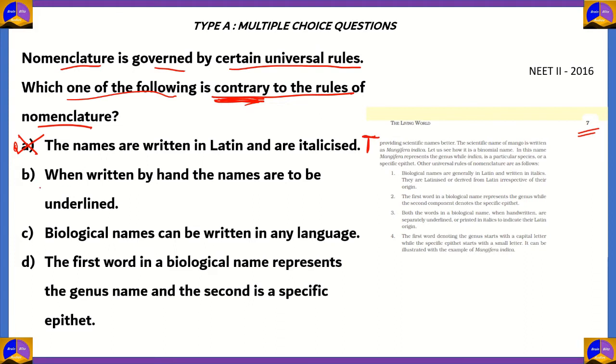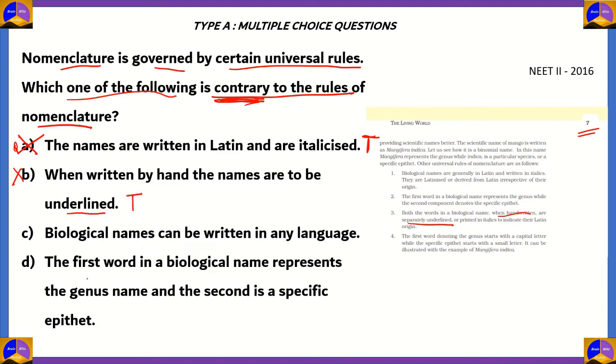Now let's look at option B. When written by hand, the names are to be underlined. And if you can look at statement number 3 here, in the extract it says when handwritten are separately underlined, so therefore option B is wrong because the statement is true.